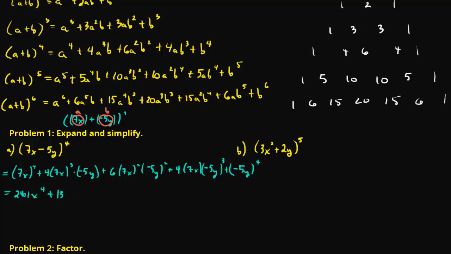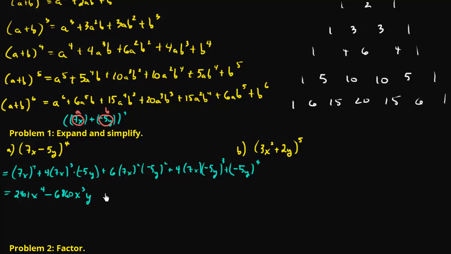Okay, we missed something here. We've got 4 times 7 to the 3 times negative 5, which is going to be a negative number, because here we've got a negative number raised to an odd exponent, which is negative. So this term is going to be negative, and we'll get that this is minus 6,860 times x to the power of 3 times y.